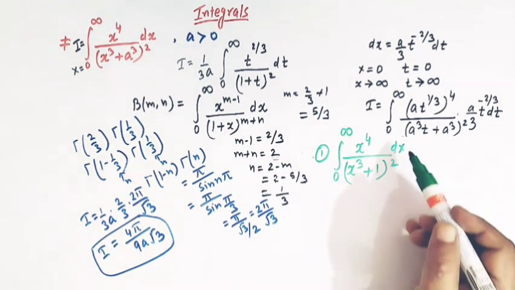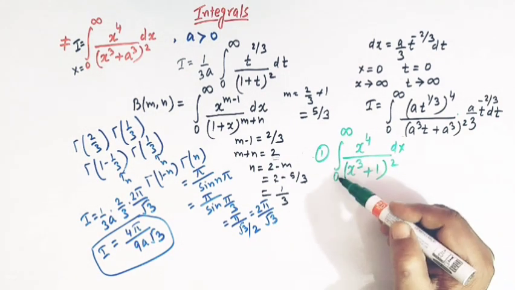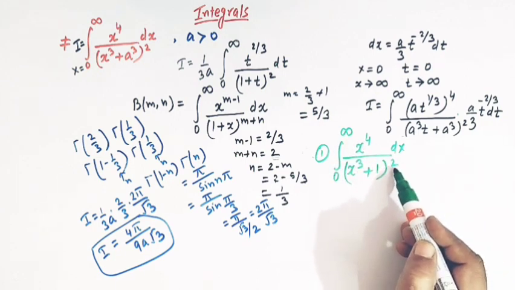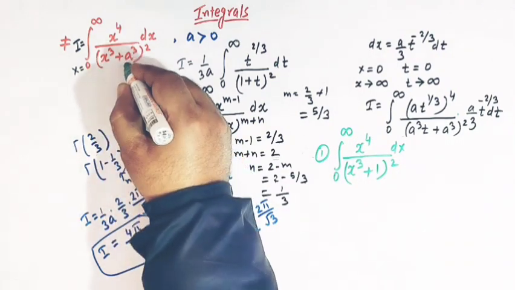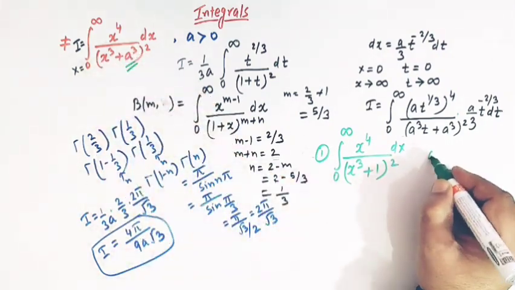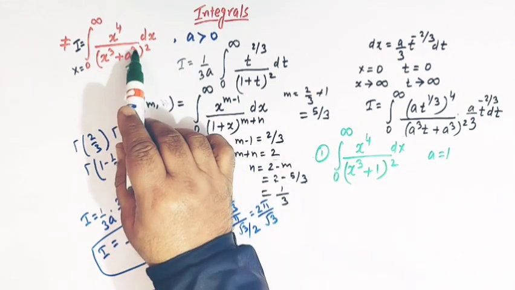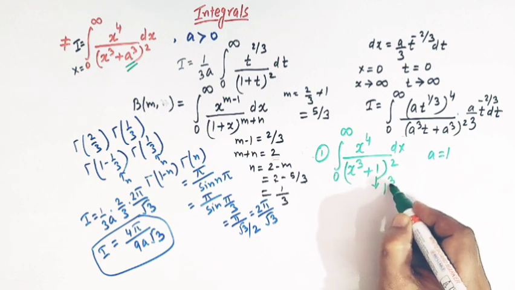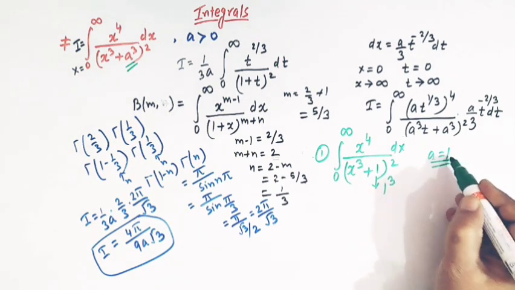So now suppose we have to find the value of this integral, that is 0 to infinity x raised to 4 divided by x cube plus 1 whole square. If we compare this integral with this one, then the value of a is 1, right? Because here we have a cube and here we have 1, so this one can be written as 1 cube. So the value of a is 1.